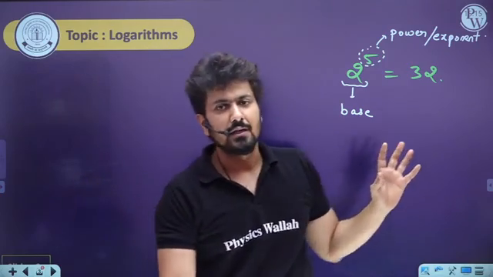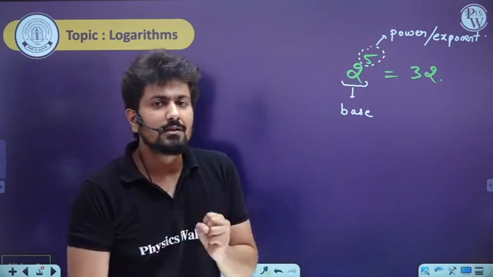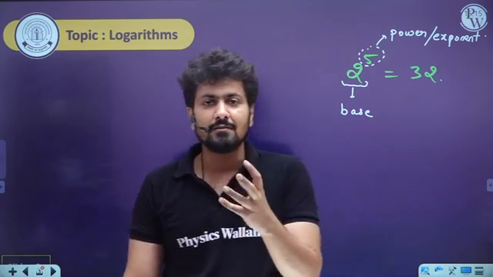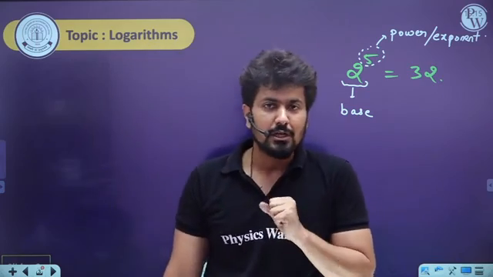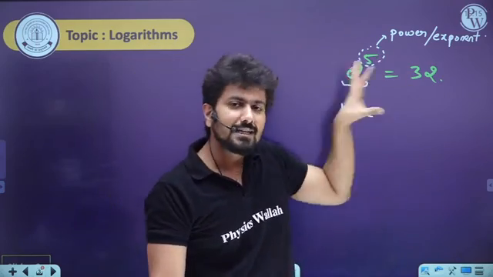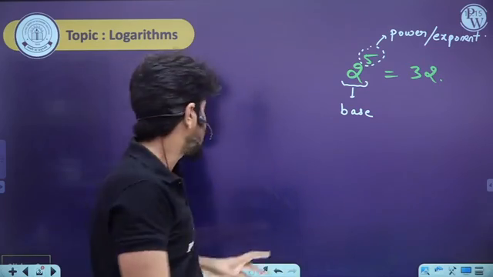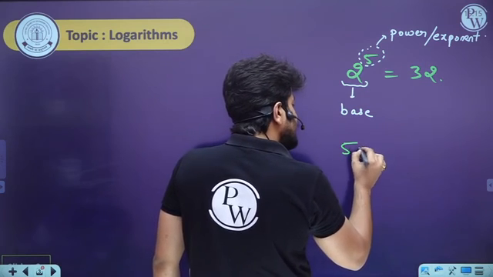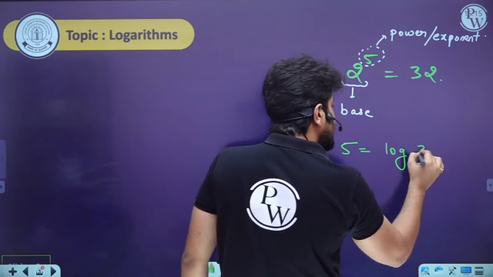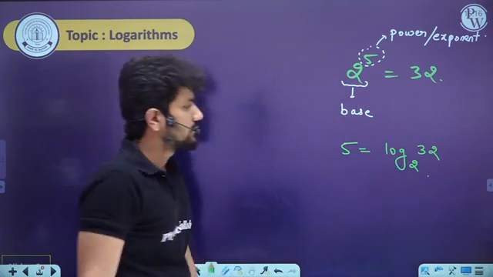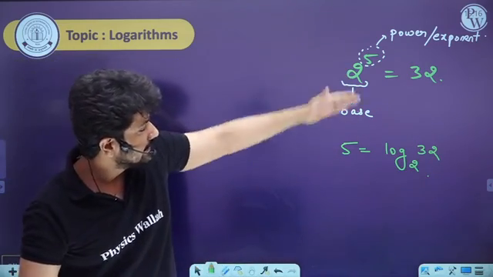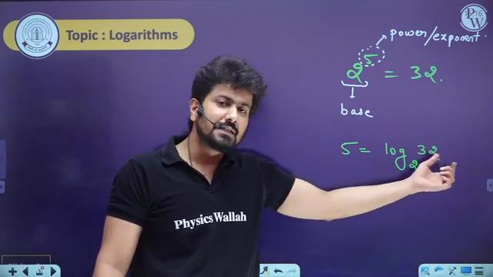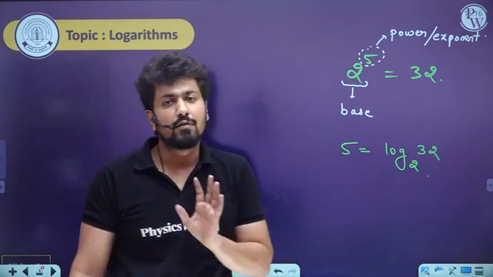This is exponential. Logarithm, what does logarithm do? Logarithm gives us the power. It gives us the exponent. So if I write the same statement in the logarithmic format, this is how I am going to write it. Here I say that 5 is equal to log of 32 to the base 2. Same statement. Here we say that log of 32 to the base 2 is equal to 5.